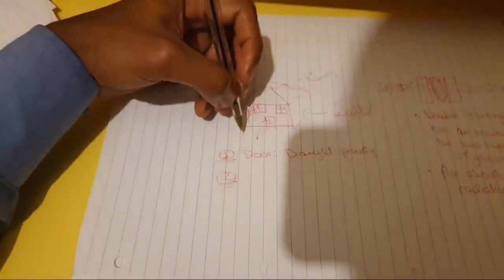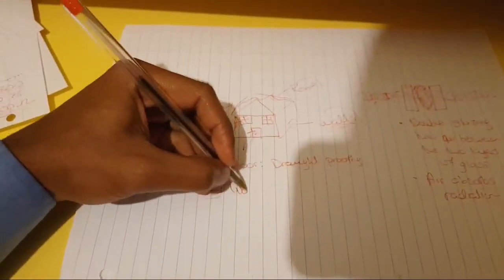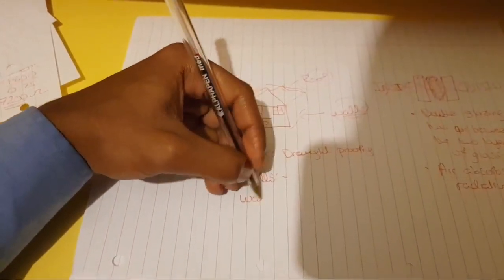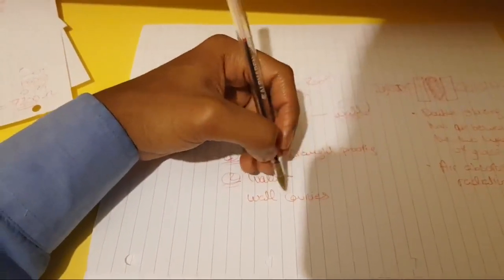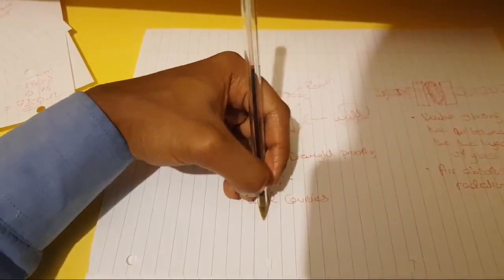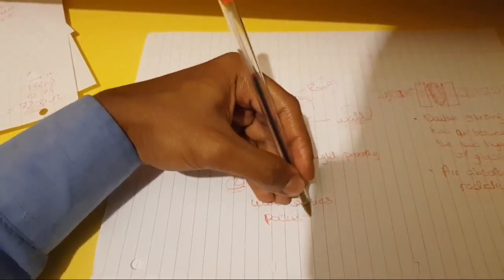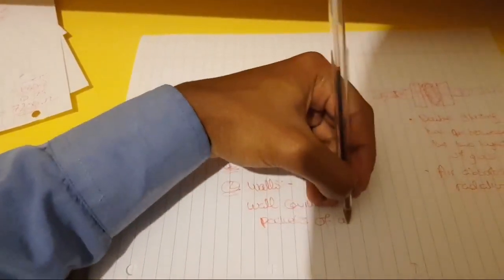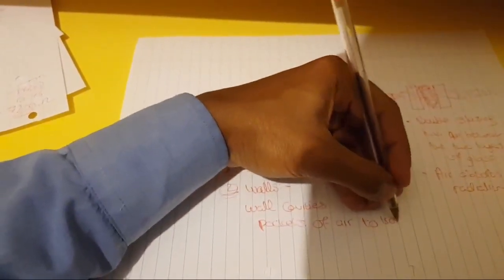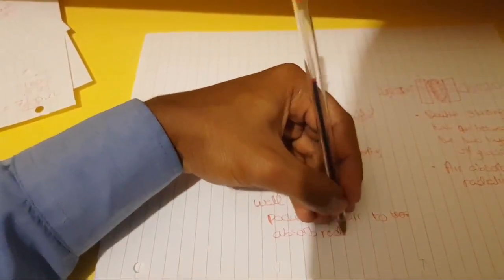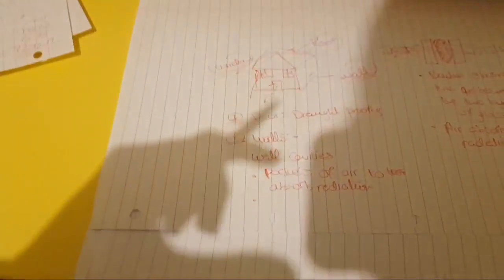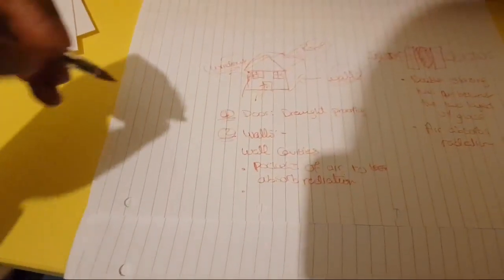What you guys need to know is that the walls have wall cavities, insulation. So they have pockets of air to trap radiation, or rather to absorb radiation. That's the first thing. And after that, they also have shiny material.